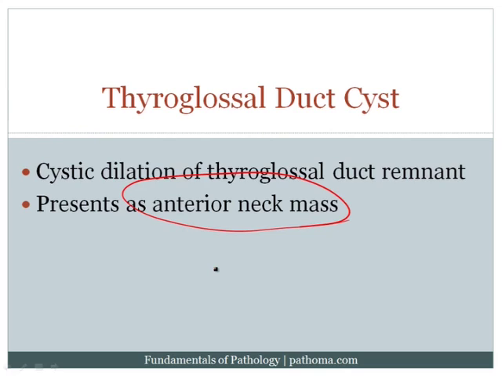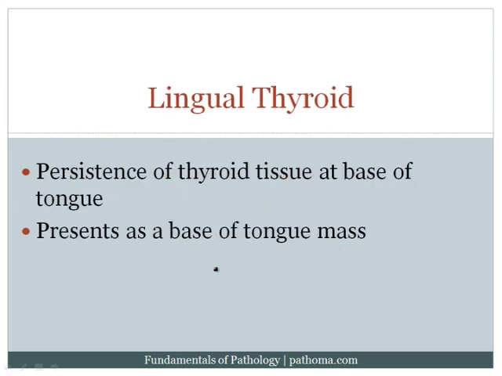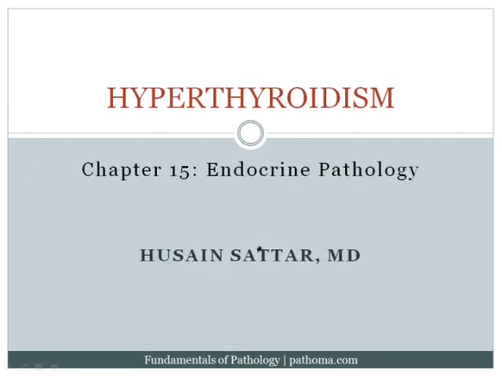It's particularly high yield because it goes into a little bit of embryology. Lingual thyroid is when you have persistence of thyroid tissue at the base of the tongue, so you don't get that descent of the thyroid tissue to the anterior neck, and this would present as a base of tongue mass. And again, that's particularly high yield, again tying into embryology.